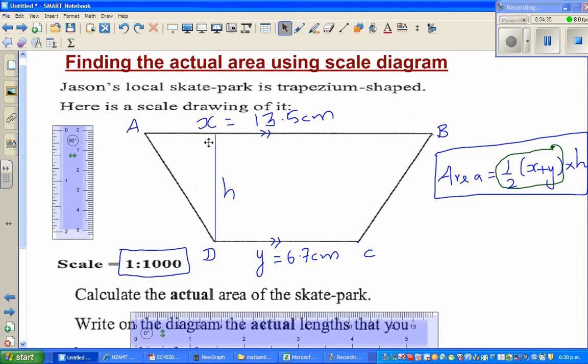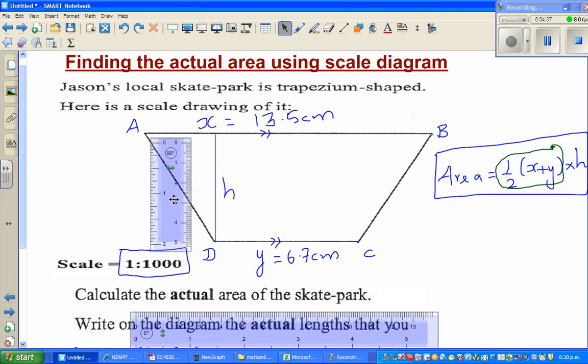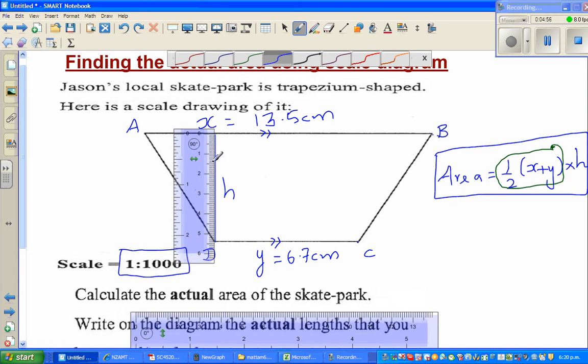Now I want to find this height. Set the ruler in, with 0 here, and I'll make this slightly bigger. I can read this as 5.4, and this is 5.5. So I would say the height is 5.4. These are the measurements that I have done.